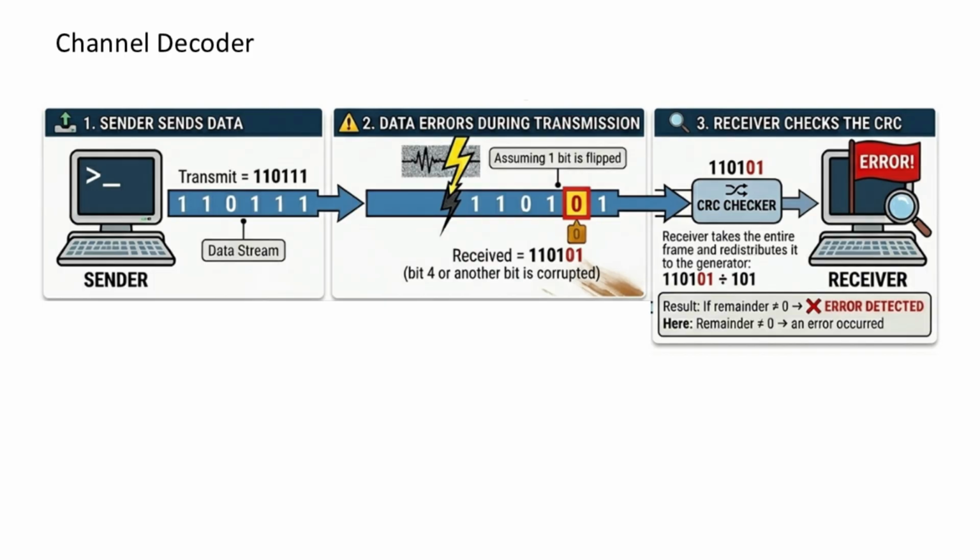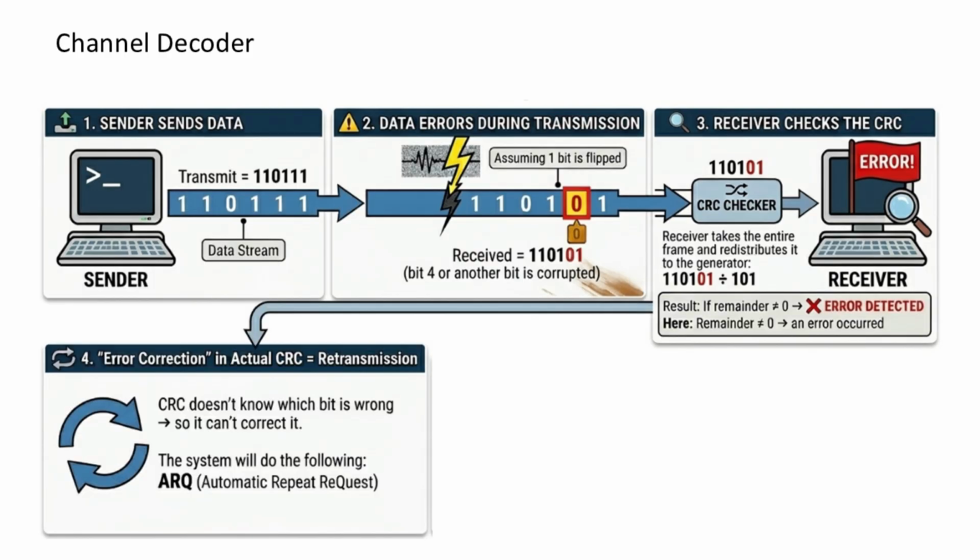Then, the receiver checks the data using the CRC method. It performs the same binary division with the same generator polynomial on the received frame. If the remainder is 0, the data is considered correct. If the remainder is not 0, it means an error has been detected during transmission. In this case, the receiver outputs an error detected message and the frame is rejected or requested to be retransmitted.